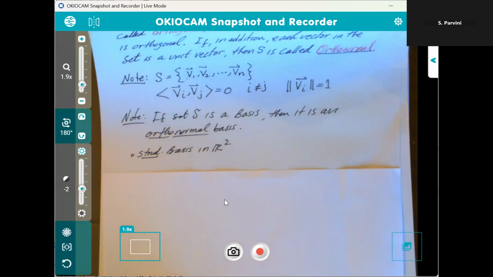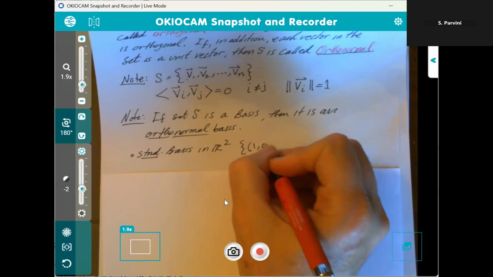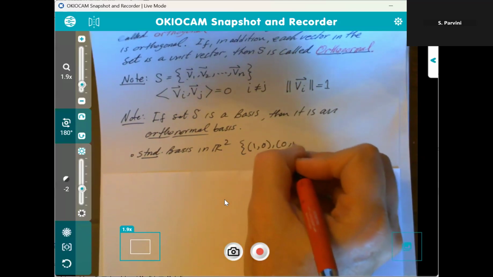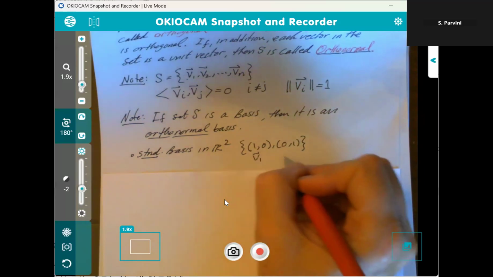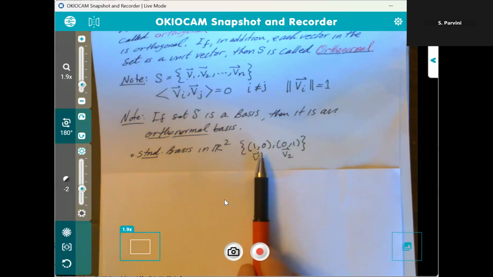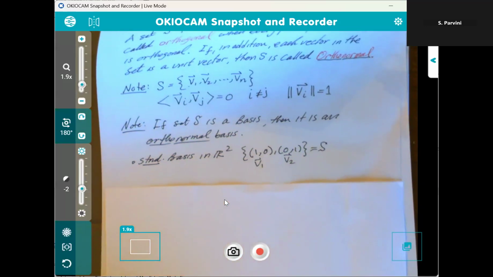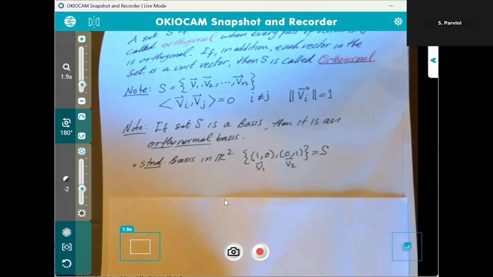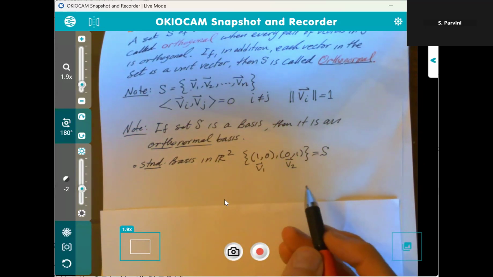Okay, if I look at that, what are the standard bases in R2? Vector 1, 0, and 0, 1. There you go. So here's my V1, here's V2, in reference to what's up here. I have a set, and this is what set S is. These are the basis vectors. It means every other vector in R2 can be written as a linear combination of these two.